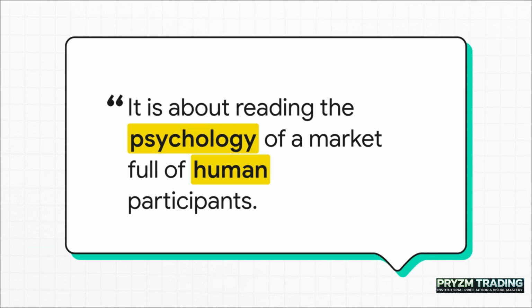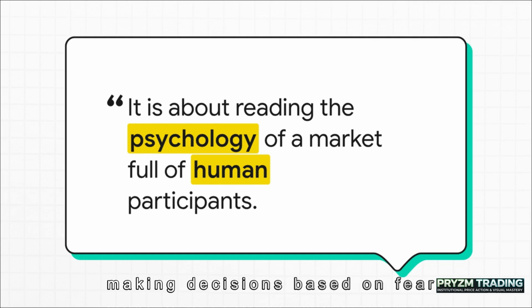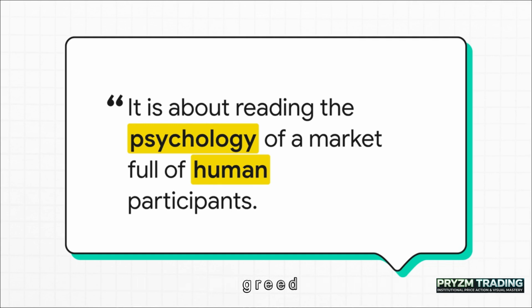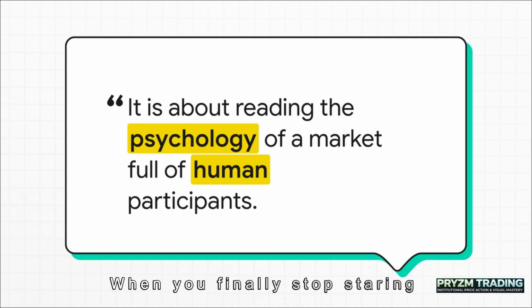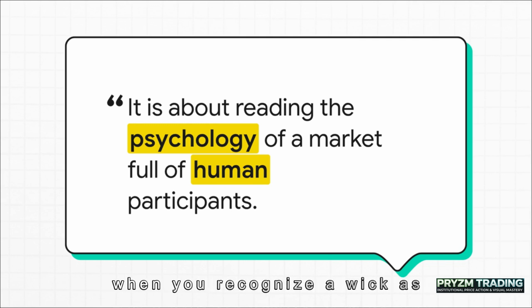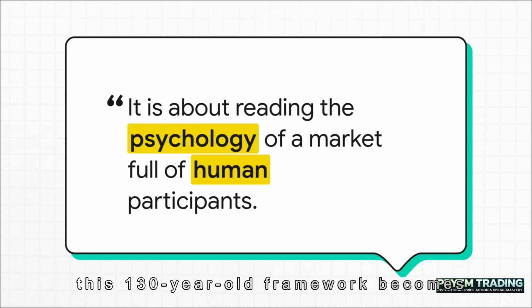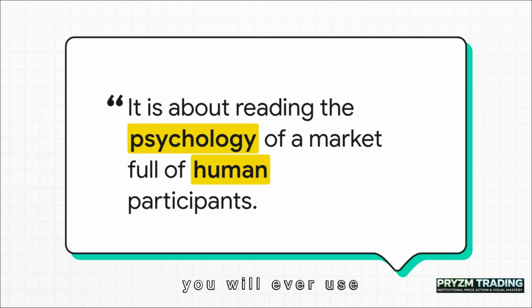As the quote goes, Dow theory is not about drawing lines. It is about reading the psychology of a market full of human participants, making decisions based on fear, greed, hope, and panic. When you finally stop staring at the geometry and start seeing the underlying human behavior, when you recognize a wick as an institutional trap instead of just a line on a screen, this 130-year-old framework becomes the absolute most powerful tool you will ever use.